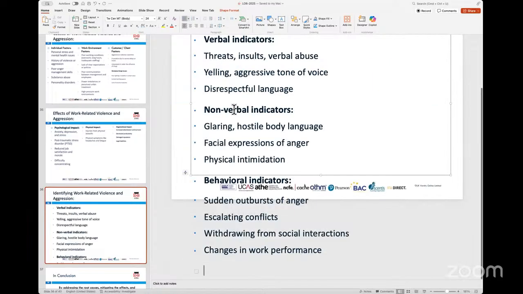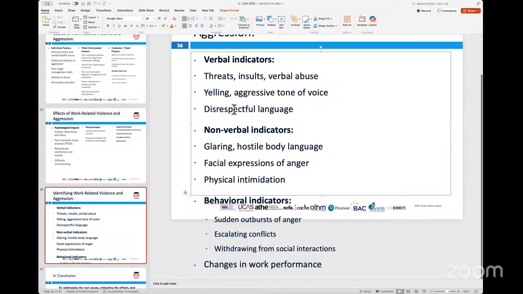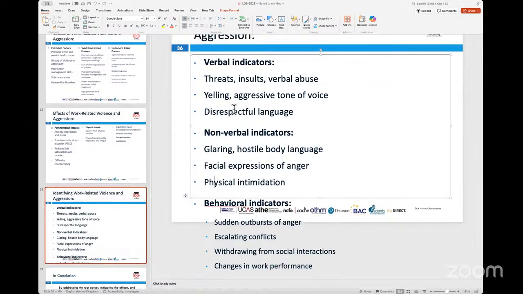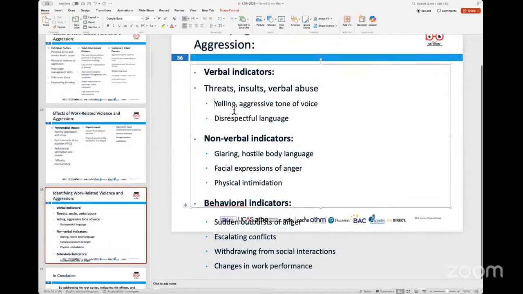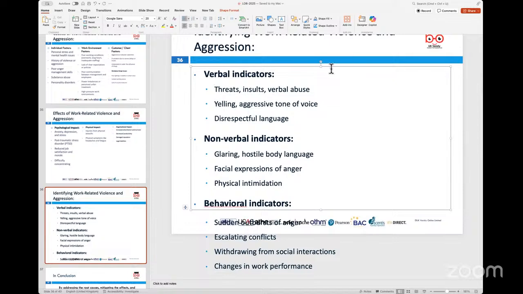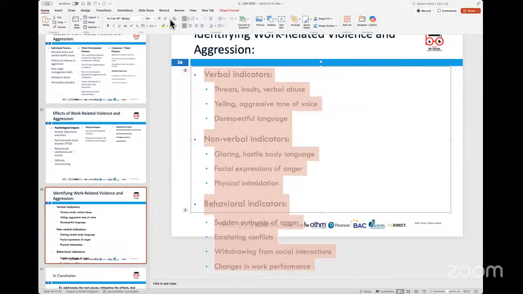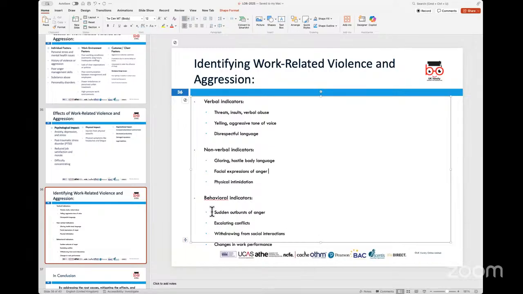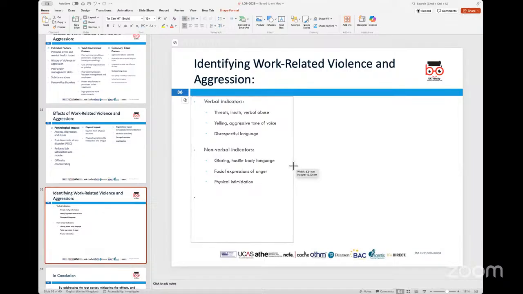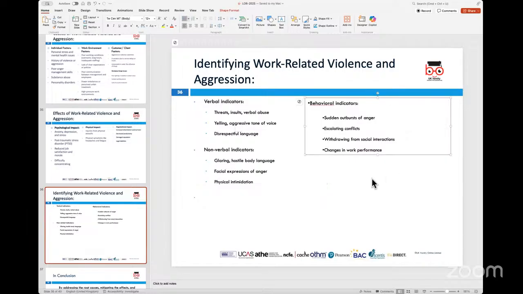So I would have classified them accordingly by putting some points down, just for ease of understanding purposes. That these are factors which can manifest violence and aggression within the organization. So you could suffer verbal abuse, you could suffer non-verbal abuse, and when we do talk about that, you could also have behavioral indicators which would show that these are the reasons why people would essentially show aggression and violence within the organization.